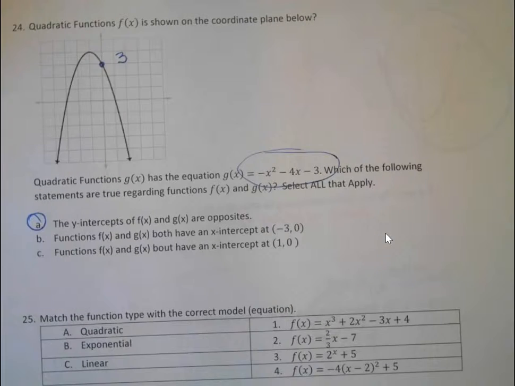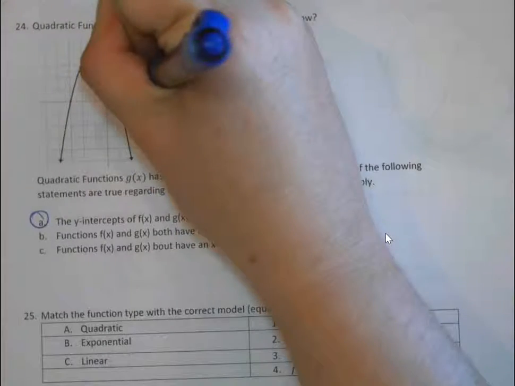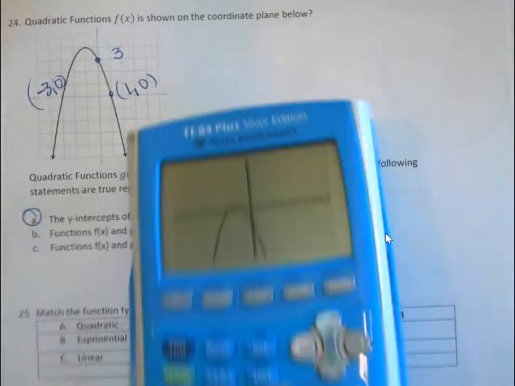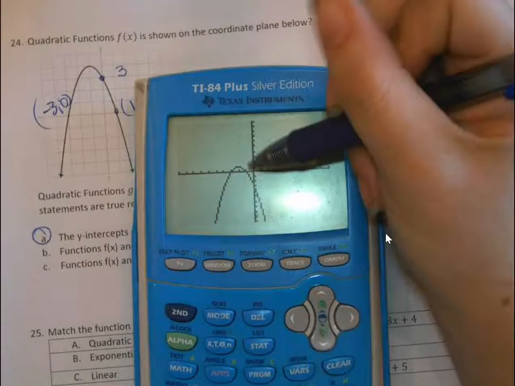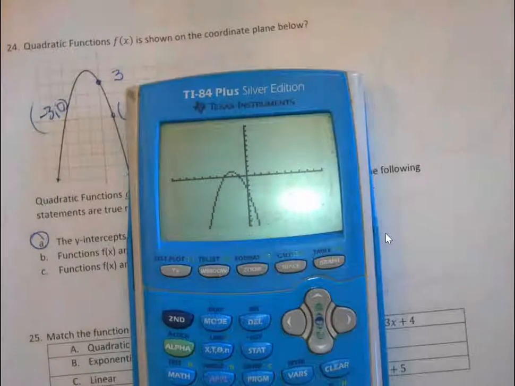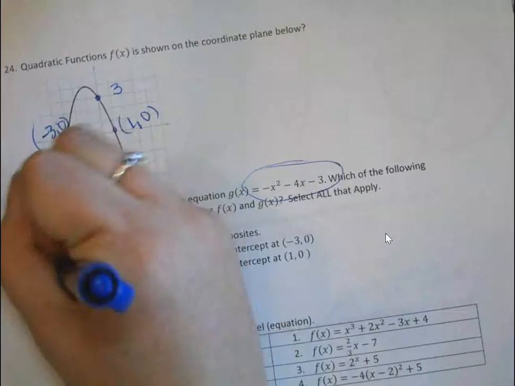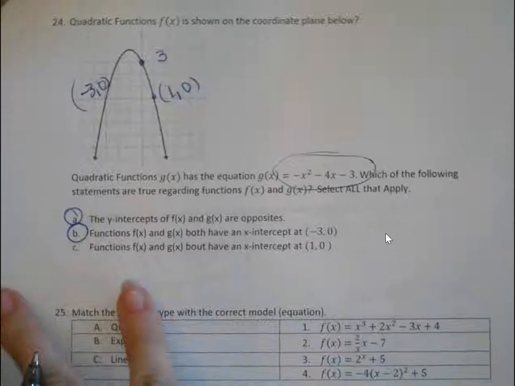The next thing it says it has an x-intercept at negative 3. So this one, let me determine where my intercepts are. There's 1, 0, and negative 3, 0. I look at this graph, it's crossing at negative 1, negative 3. So if I go back over here, negative 3 is the correct choice. Why does this paper keep spinning?